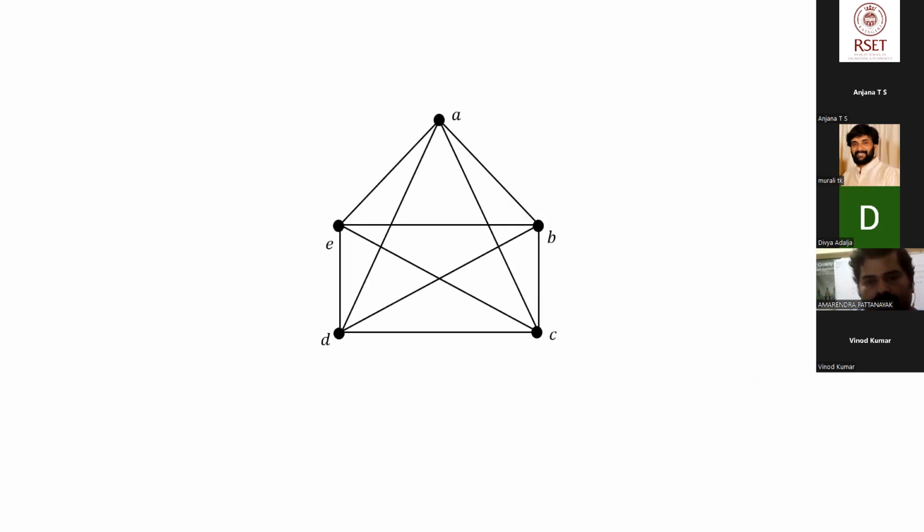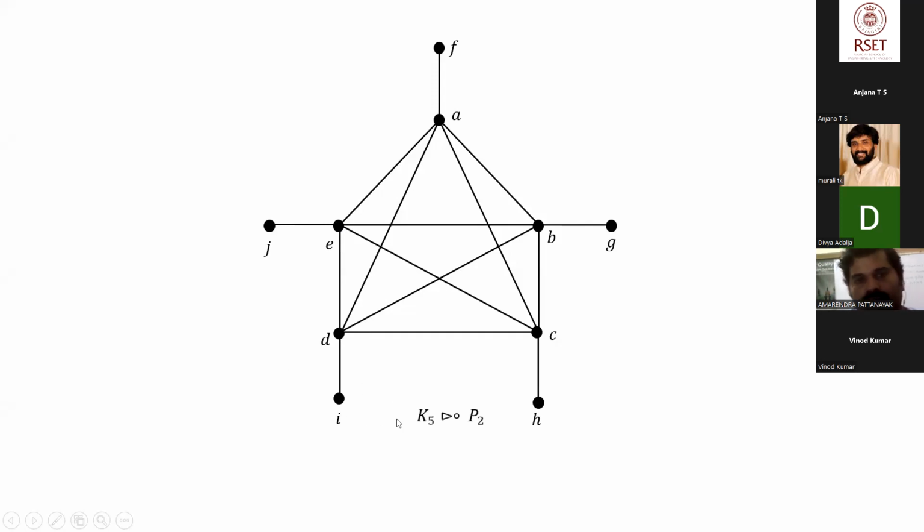Now let's see how we can illustrate comb products. Suppose we have a complete graph K5 with the vertices A, B, C, D, and E. Now suppose we want to combine it with the path P2; we will get a graph like this. F, G, H, I, J are the vertices of the paths P2, and the vertices A, B, C, D, E are the vertices obtained after identifying the paths P2 with the complete graph K5.